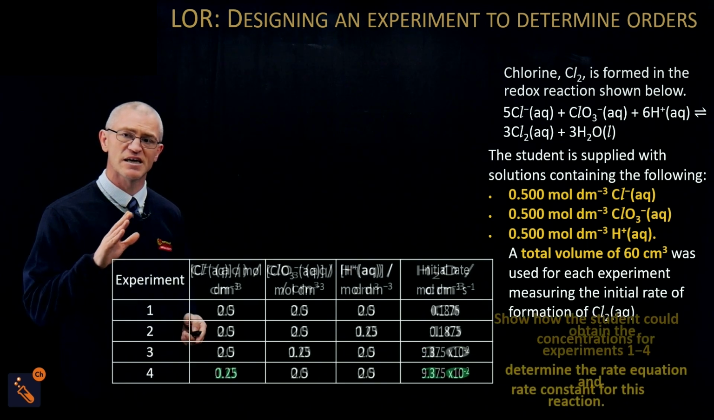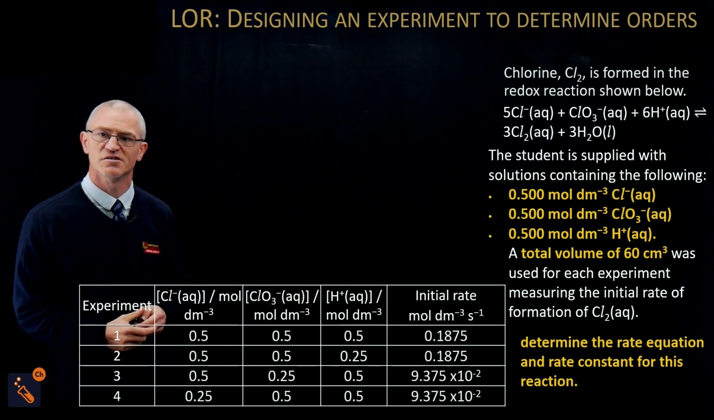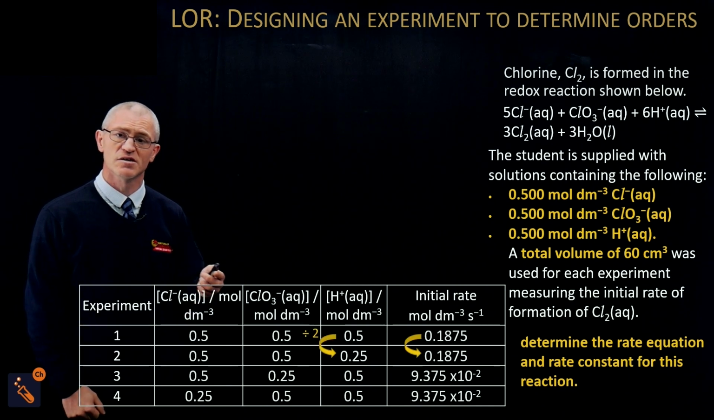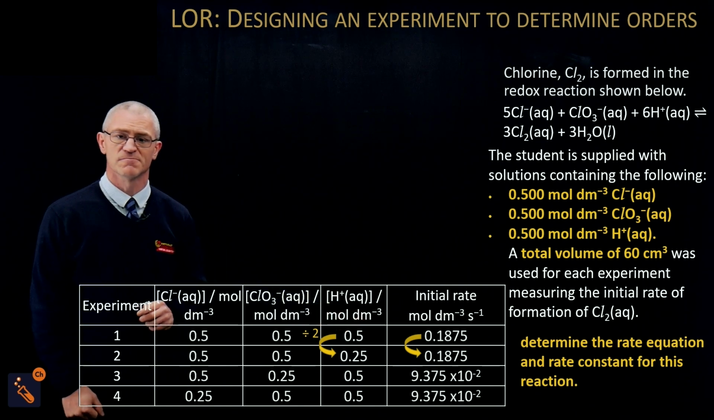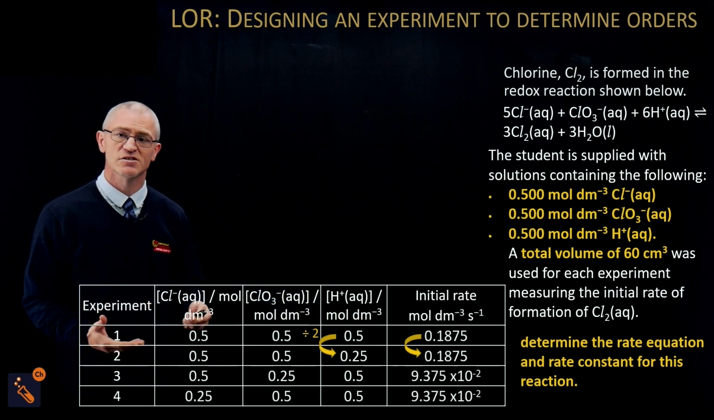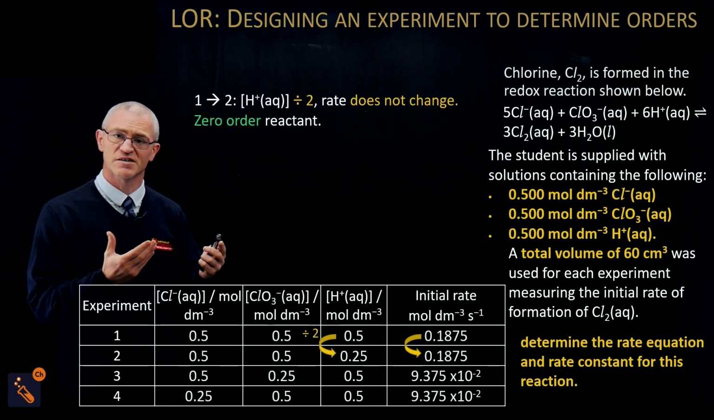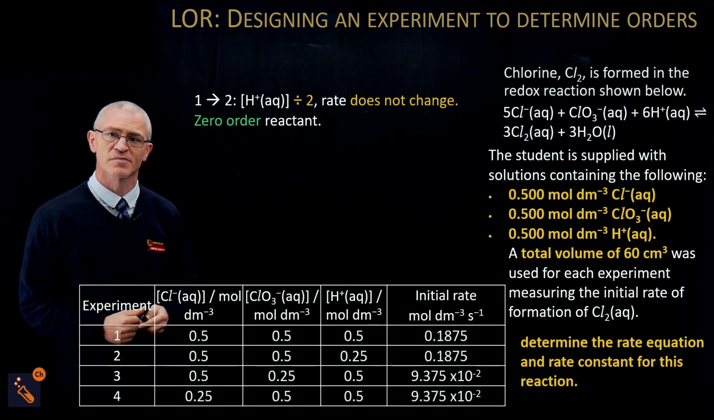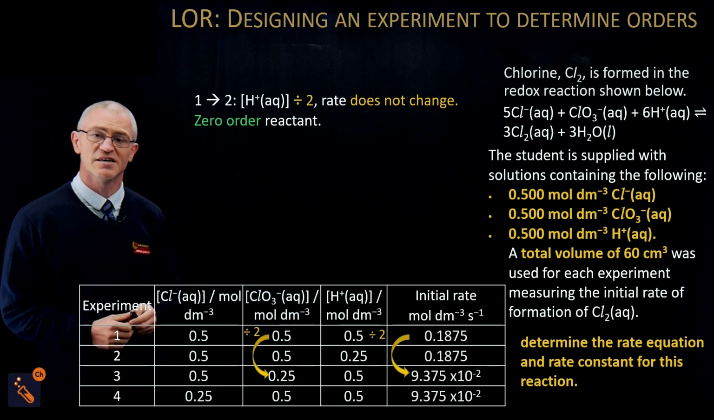But let's move on to the actual table with all our concentrations and with our rate of reaction as well. And do what we normally do, which is look at the changes. So changes here, divide by 2, and we're seeing no change in the rate. If there's no change in the rate and you've divided by 2, that means it's a zero order reactant. That has no effect on the overall rate from changing the concentration of H+. We then go to the next one, and we've got divided by 2 here, and then we've got divided by 2 here as well.